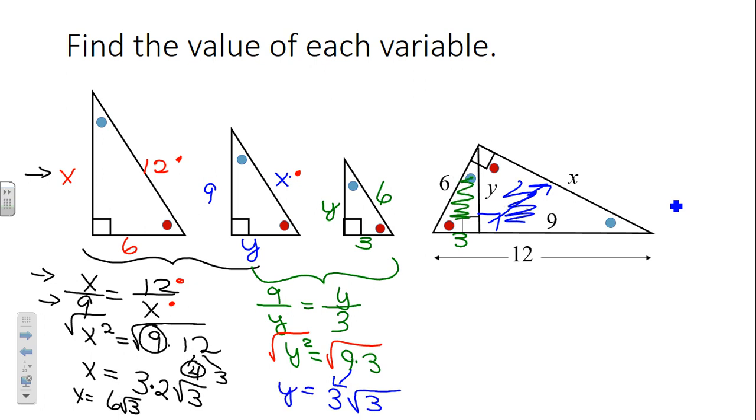Do you see why we spent so much time simplifying radicals before we even started this? I still don't know how to do it though. I'm sorry.